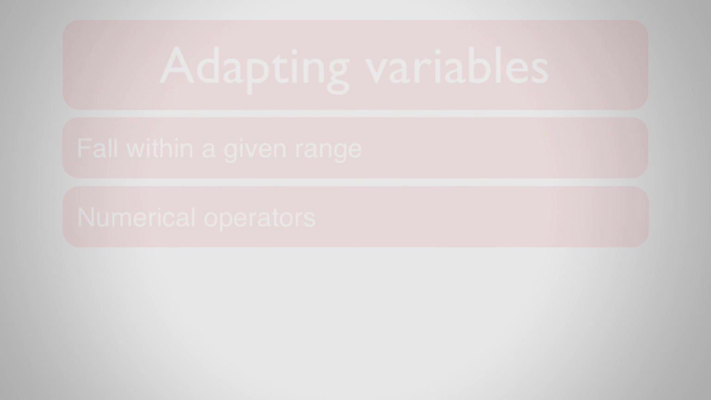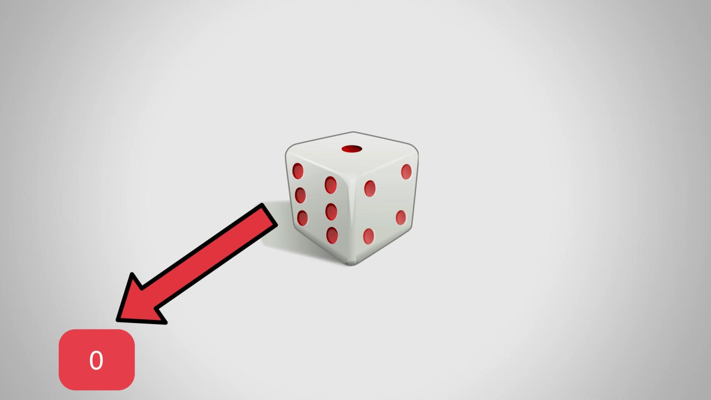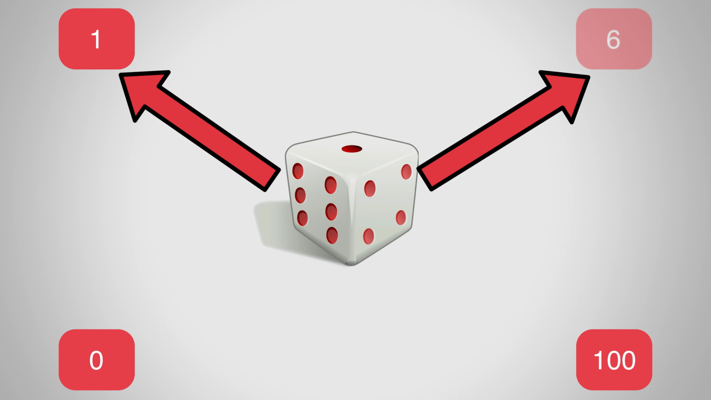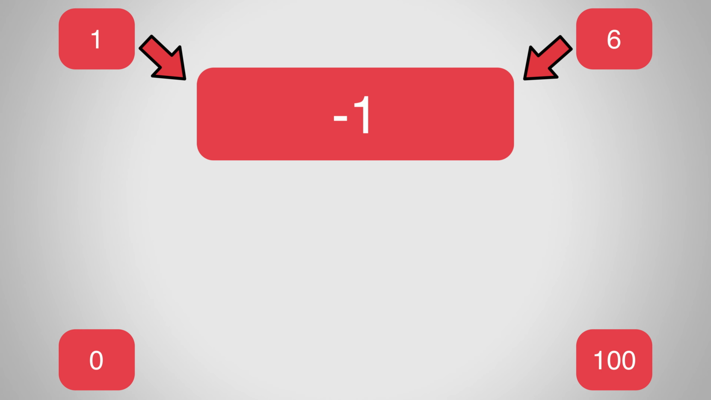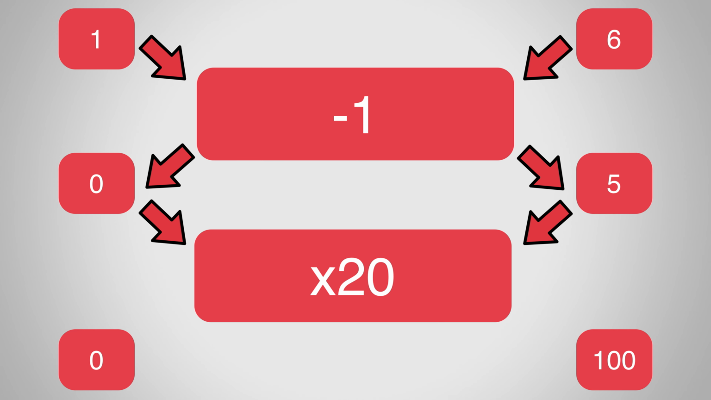Let's say, for example, that we wanted to use a dice to generate different volumes between 0 and 100. Well, a dice doesn't generate those numbers. It generates numbers from 1 to 6. To solve this issue, we will perform two calculations on the number. First, we'll subtract 1 from it. This will give us numbers between 0 and 5. Secondly, we'll multiply it by 20. This will give us numbers between 0 and 100.